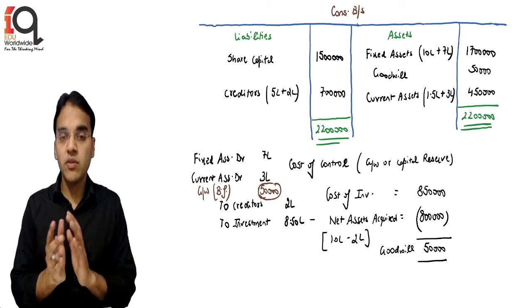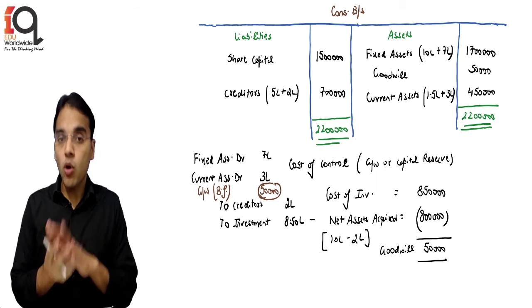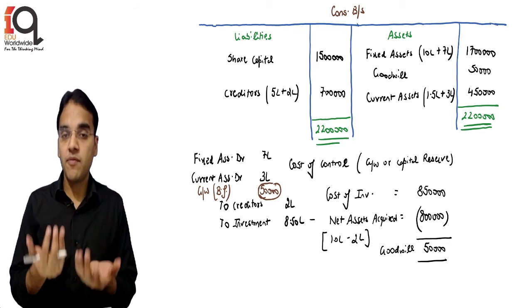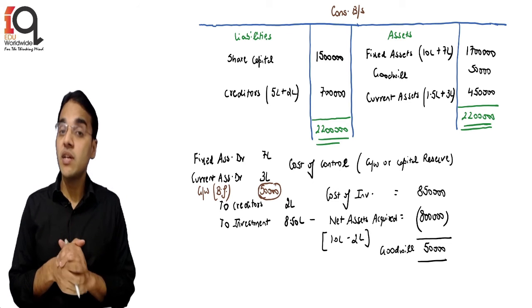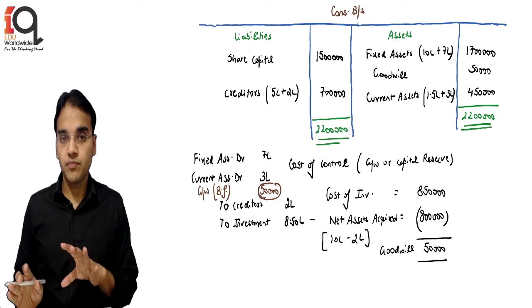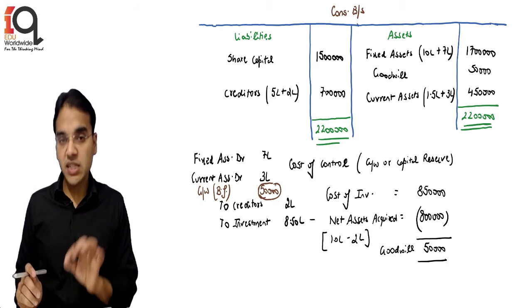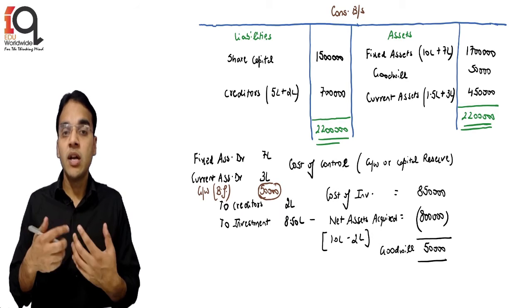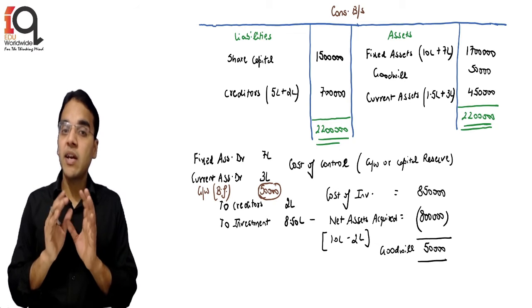And the difference between the cost of investment and the net assets of the other company: if you have paid more in comparison to the net assets acquired, that means goodwill. If less, that is capital reserve. So that is the first criterion for making the consolidated balance sheet in your example number 1, and each concept is written, student. So don't worry about this. I'm just trying to explain the concept with the help of examples, and at the end I will conclude each and everything.